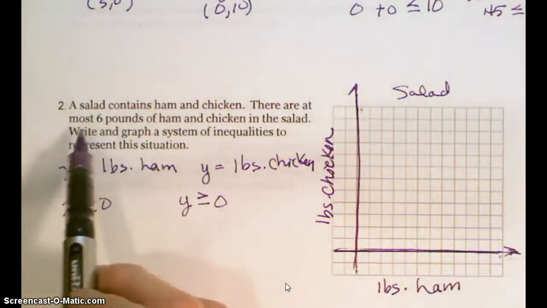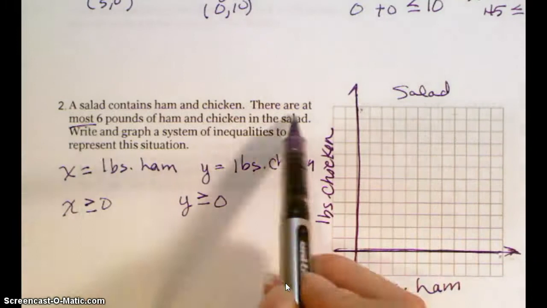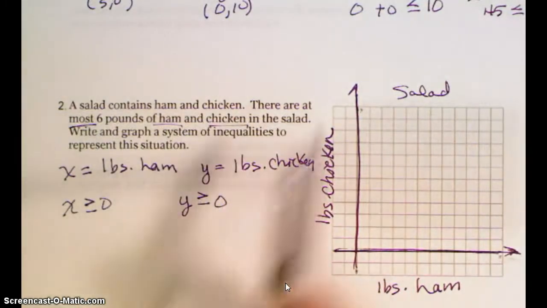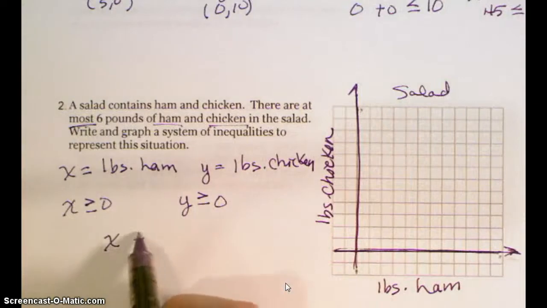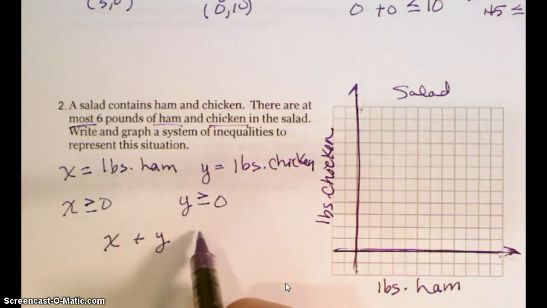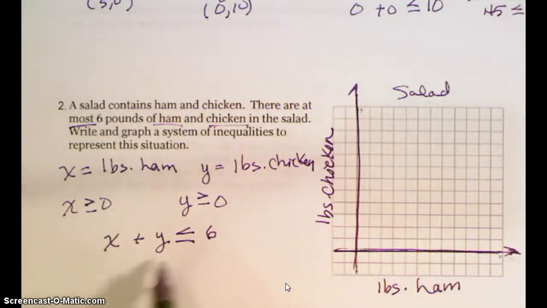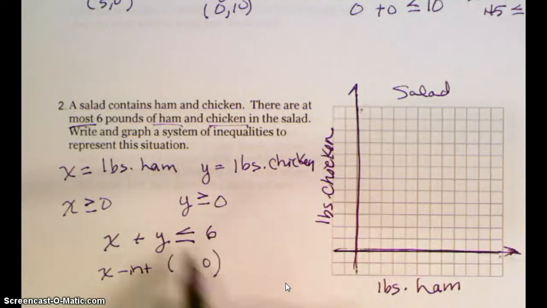Okay, there are at the most 6 pounds of ham and chicken. So if I take the ham and the chicken, at the most I get 6 pounds. So that means I could have less than 6 pounds or exactly 6. Okay, so let's go ahead and graph this. I'm going to use intercepts again. So if I want x-intercept, I want x when y is 0. Well, if y is 0, x is 6.